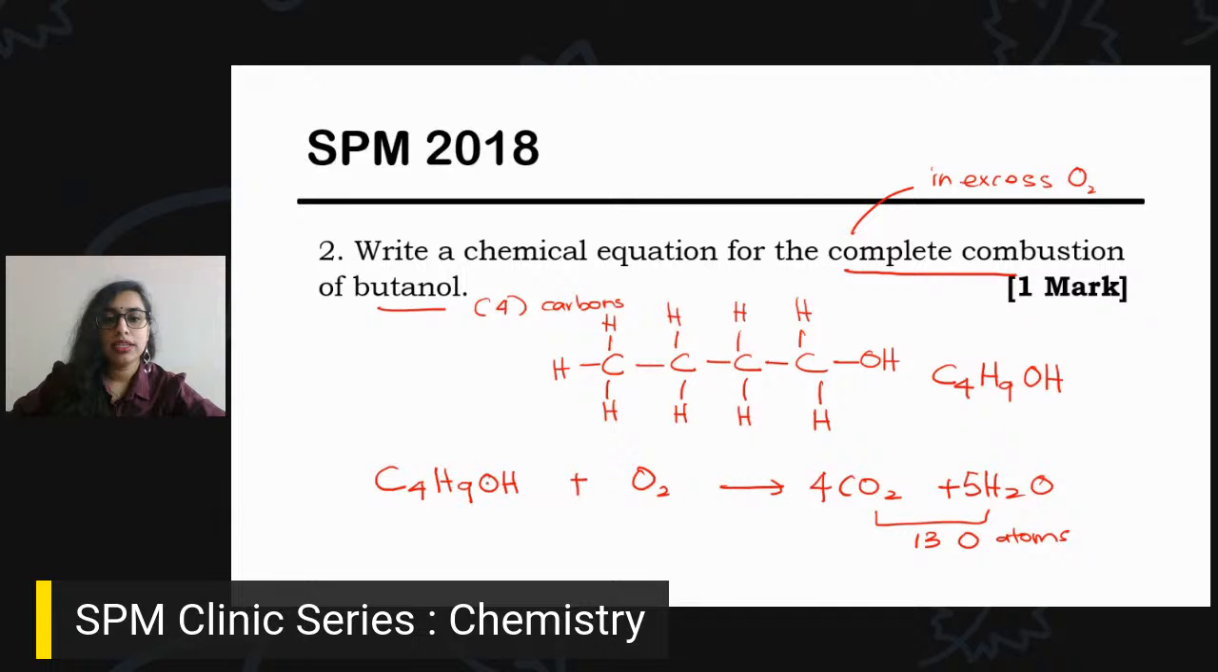So there's already 1 here. So you need 12 here. So 12 plus 1, so it's 13. So this is the balanced one. C4H9OH plus 6O2, you will get 4 carbon dioxide and 5 water. Okay, so this is the chemical equation of complete combustion of butanol. You will get 1 mark if you provide us the correct equation.